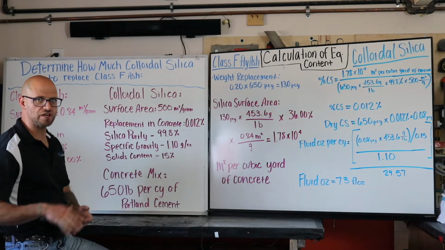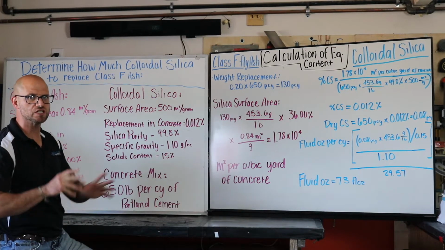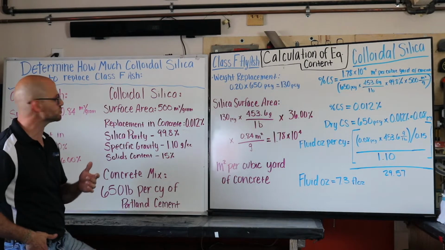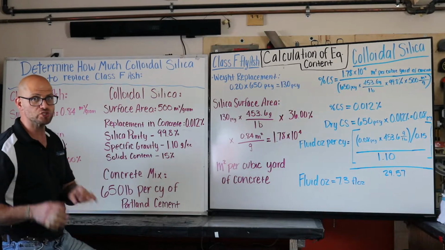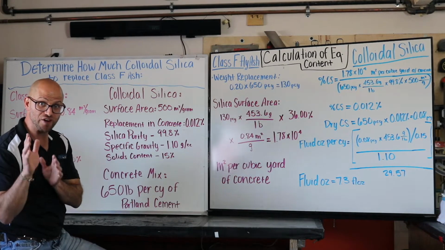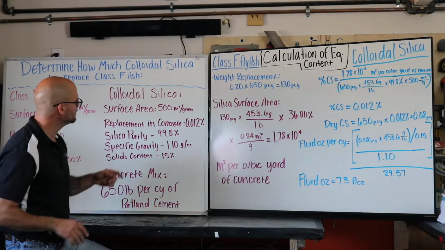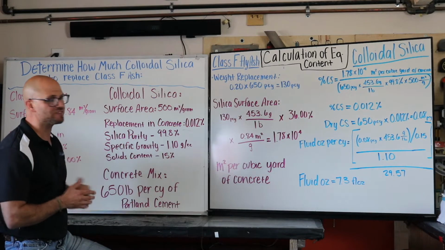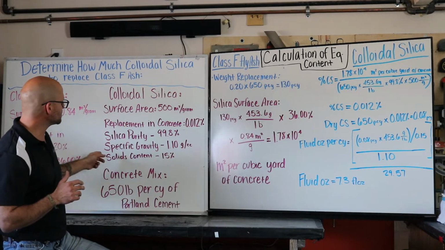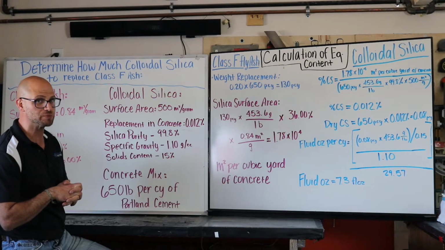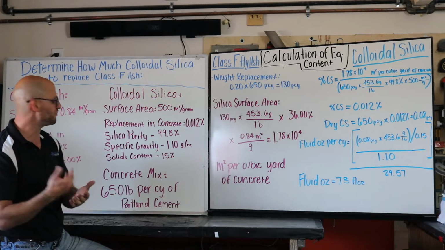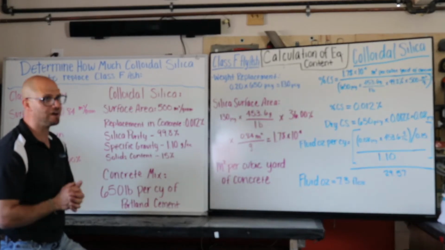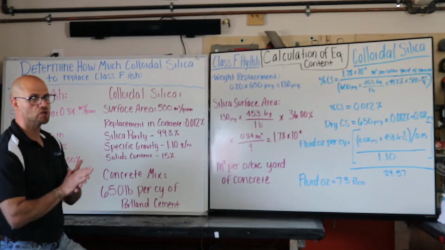So this is our colloidal silica, and we were using a very specific type of colloidal silica, 3 to 5 nanometers in range of particle size with a surface area of 500 meters squared per gram. The replacement percentage, which is what we're going to figure out today, was 0.012% compared to the fly ash at 20%. We have a silica purity of 99.8%, a specific gravity of 1.10 grams per cubic centimeter, and a solid content of 15%. Our concrete mix had a total cement content of 650 pounds per cubic yard.